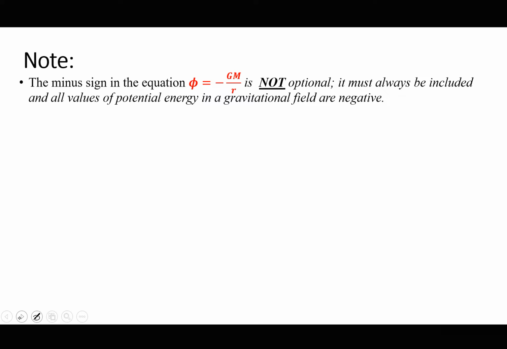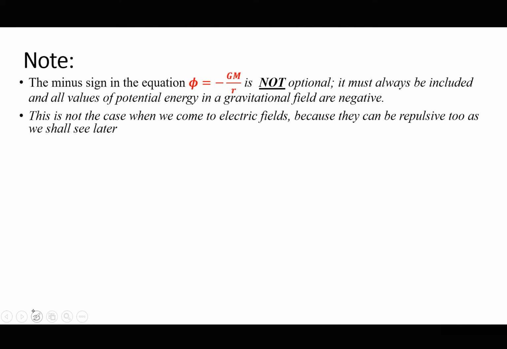Since the force is always attractive, and potential at infinity is defined to be zero, then elsewhere gravitational potential will always be negative. But this is not the case when it comes to electric fields. In our next unit, electric fields, we shall see that we have repulsive and attractive forces, since we have both positive and negative charges.